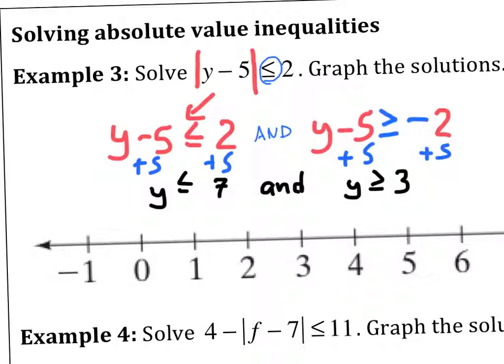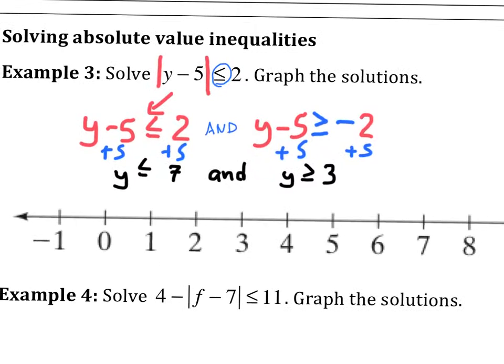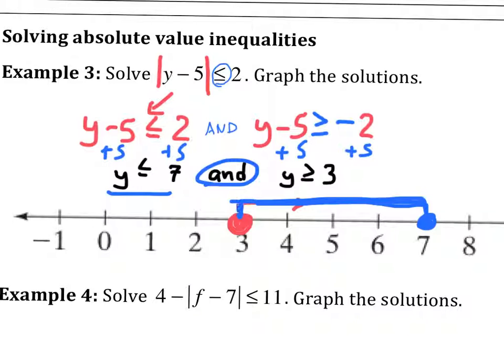So let's see how that affects my graph. What we're doing is saying all the numbers that are greater than or equal to 3. Remember, greater than or equal to means it's going to be a closed point at 3. However, y is less than or equal to 7 is also a closed point because of the equal to. However, since I use the word and, both of these have to happen at the exact same time. So in other words, we're choosing any number that is greater than 3 but less than 7. So what would be an example of that? 5 or 6 works, but what doesn't work? 2. 2 does not work.